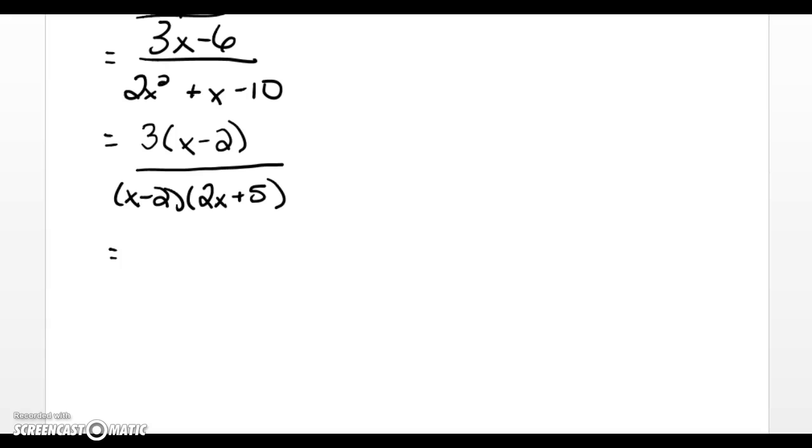As soon as you break them down to their factors, you can look at what's in common with the top and the bottom, if there's anything at all. Looking here, we have 3 and x minus 2, which are each factors. Then we have x minus 2 and 2x plus 5. What you'll notice is that you have an x minus 2 in the bottom and one in the top, which means you can cancel those out. What you're left with is 3 over 2x plus 5. There are no other factors in common with your numerator or your denominator. So at this point, you are all done your question.